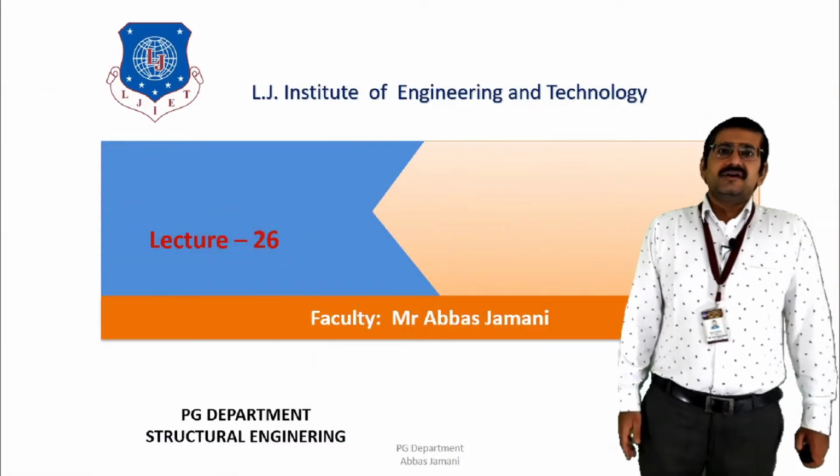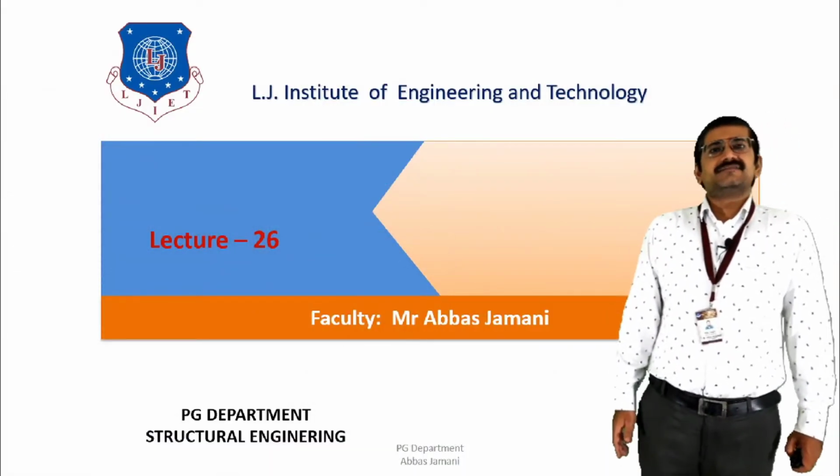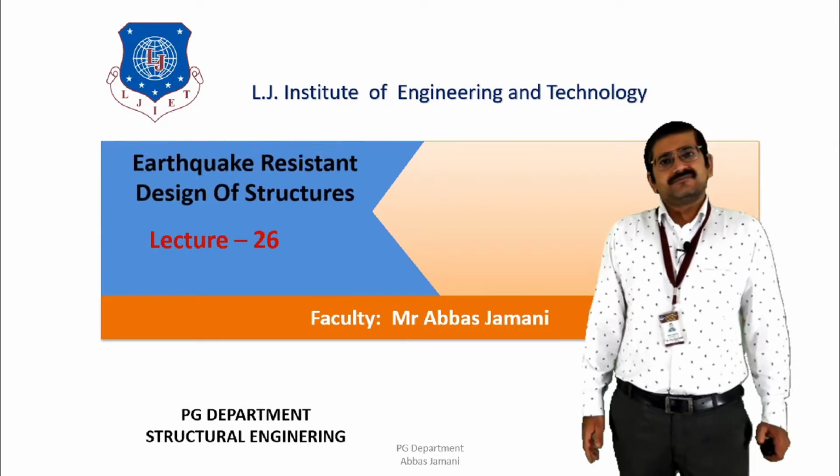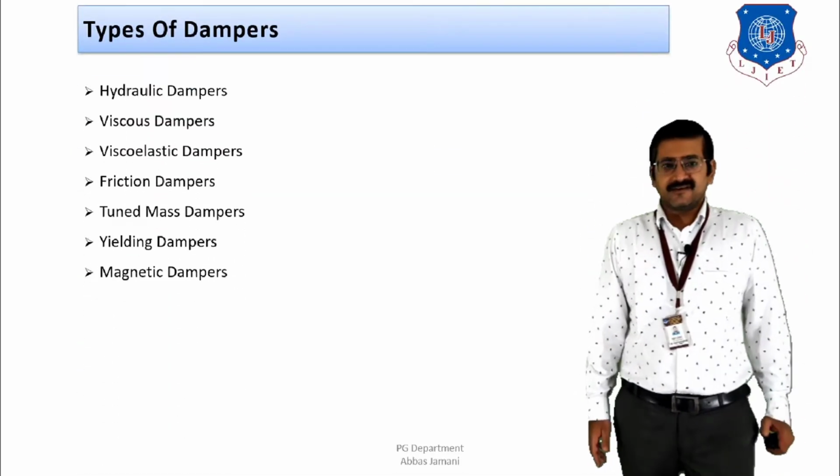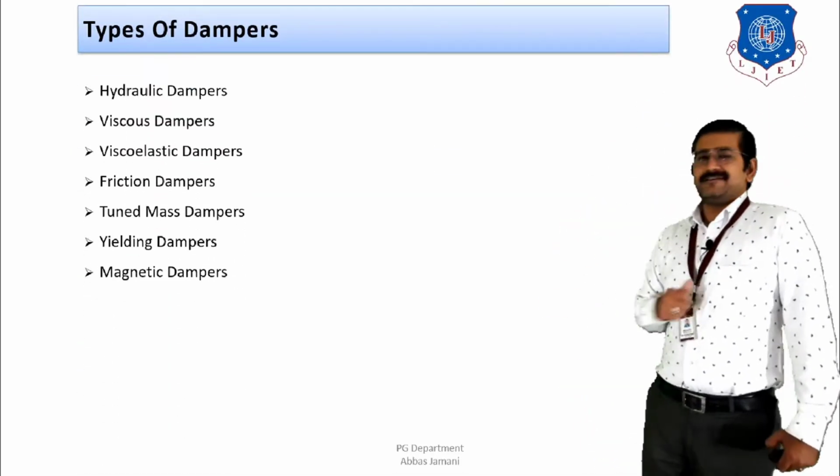So in today's lecture, we will further discuss the 7 different types of dampers, their function and characteristics, according to the material selected for manufacturing these dampers. In the previous lecture, we saw the different types of dampers and we'll start from there so that the connectivity is there. So as you can see, 7 dampers we have listed.